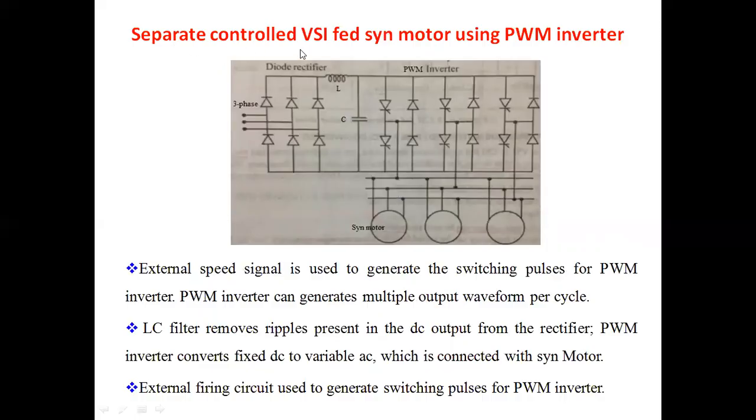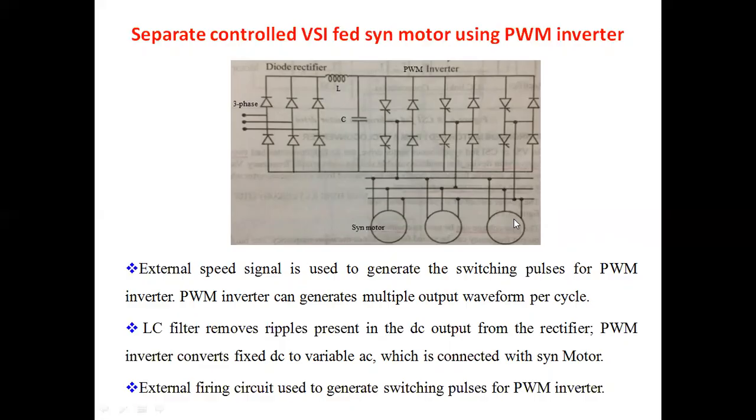Next one, separate controlled VSI fed synchronous motor drive using PWM inverter. The name itself is separate control, so obviously we're going to use an external speed and frequency signal to generate the firing pulses for the inverter circuit. Three-phase AC is given to a diode rectifier. AC is converted into DC. With the help of the LC filter, the ripples are removed. Then the DC input is given to the PWM inverter, which generates multiple output waveforms per half cycle. It's connected to multiple synchronous motor drives.